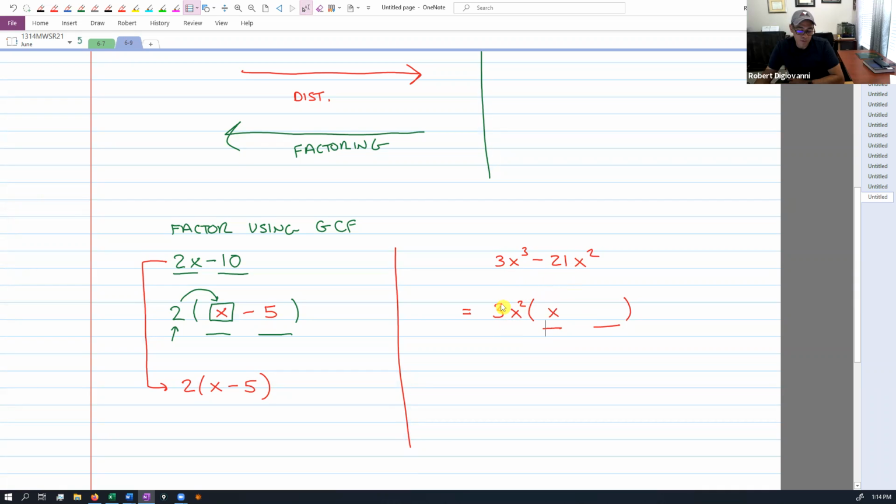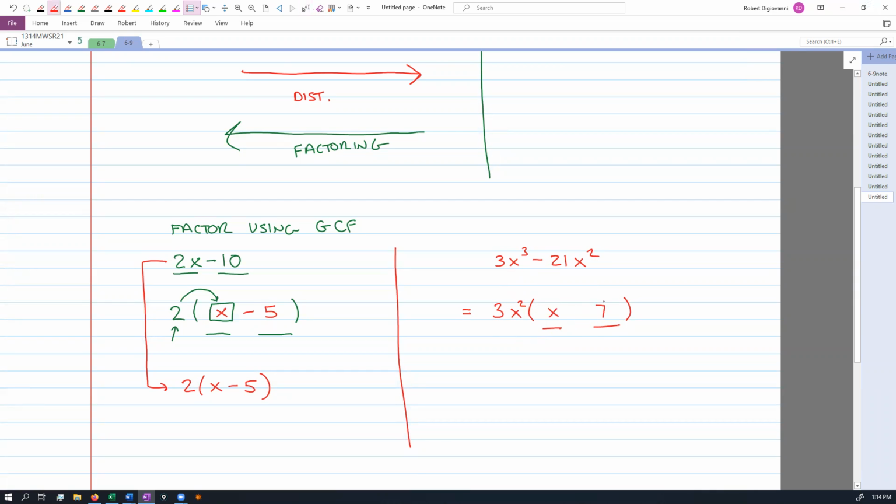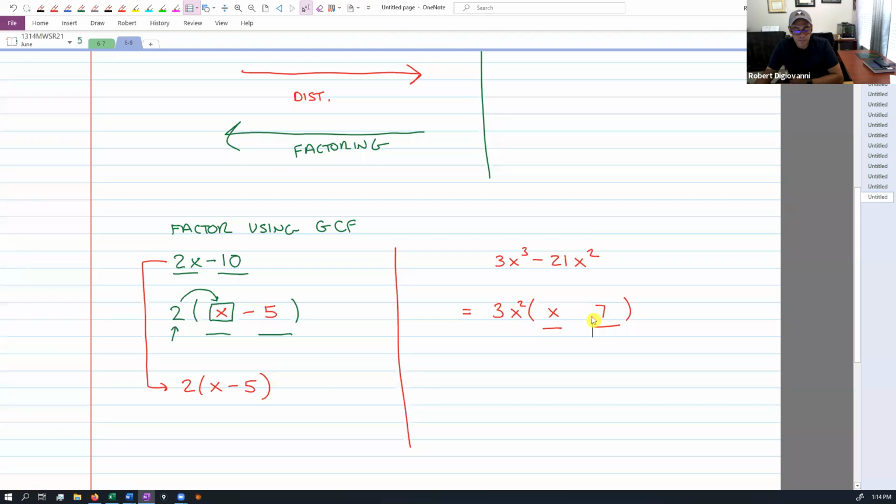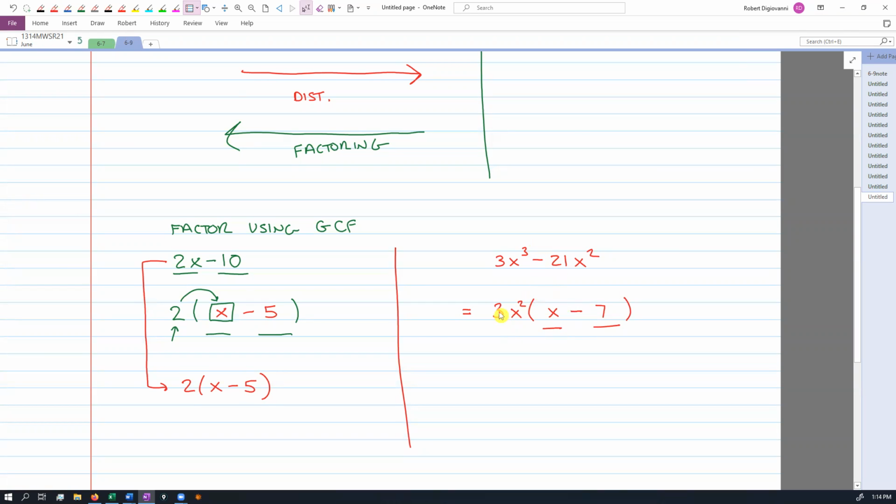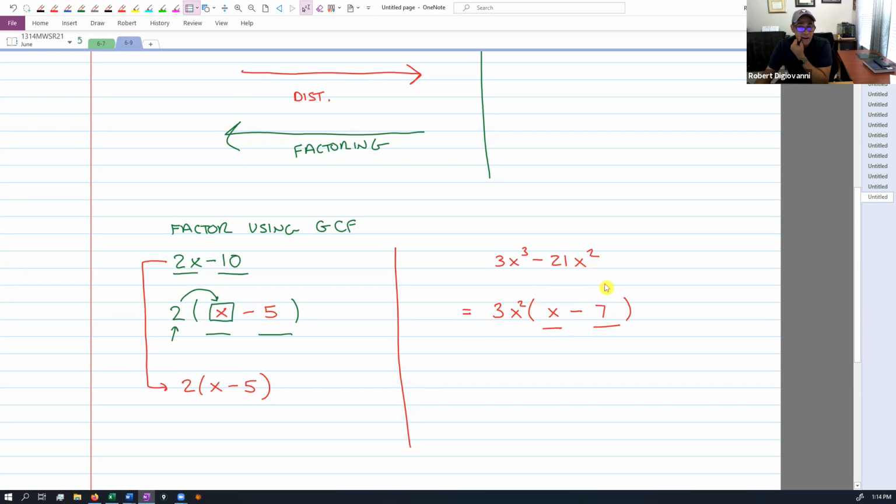And then the next one, I have to turn 3x squared into negative 21x squared. What do I need here? 7. 7, okay. And positive or negative? Negative. Negative, because you needed the 3 to become a negative 21, so you multiply by negative 7. X squared was already here, so you don't need to add any x's over here.